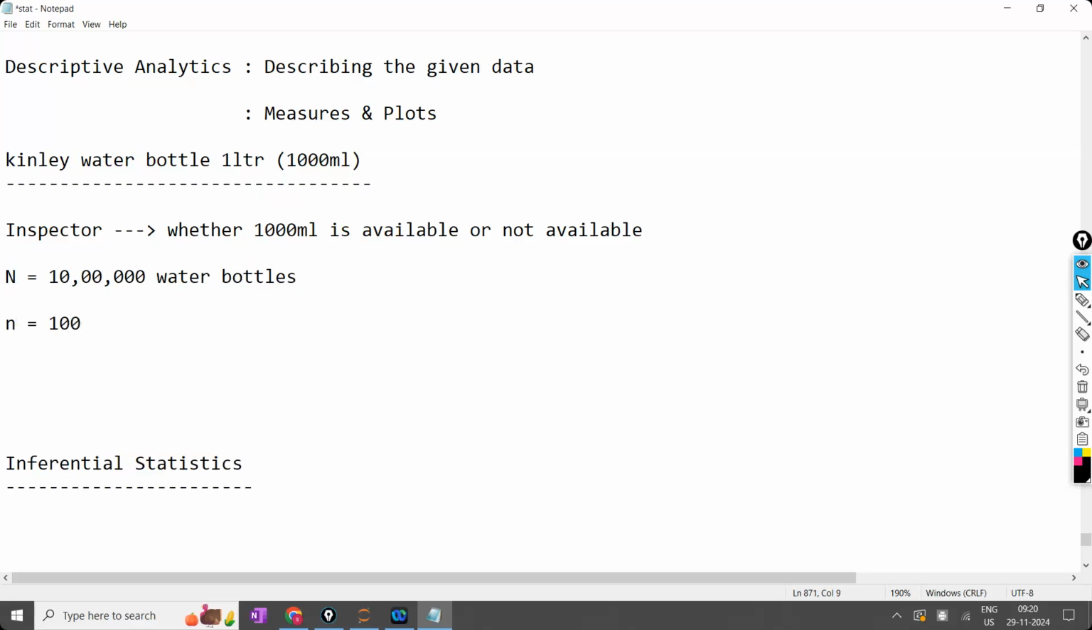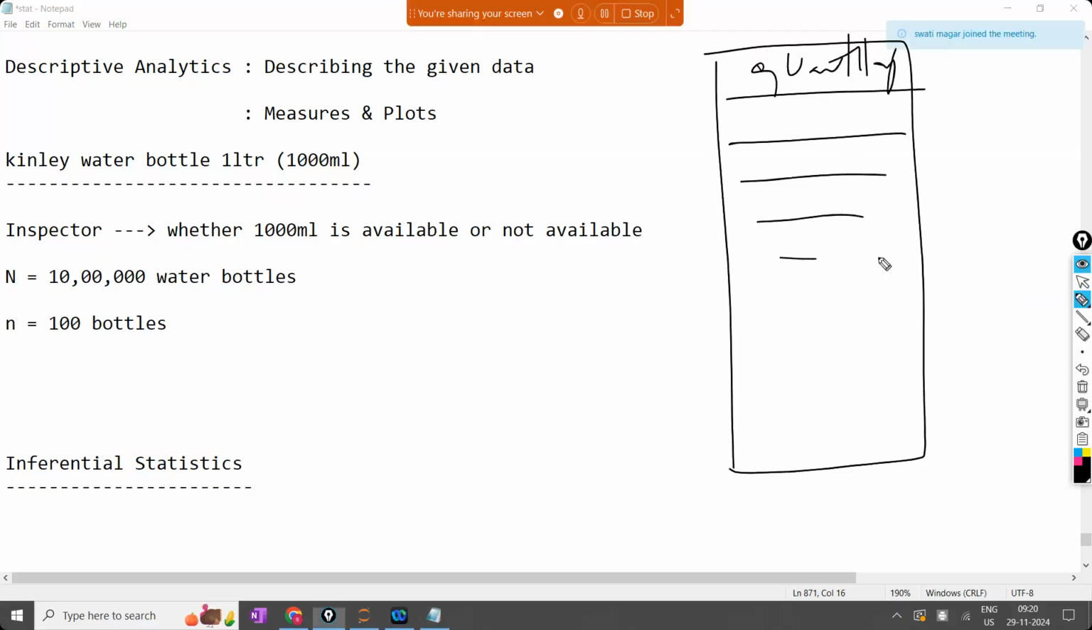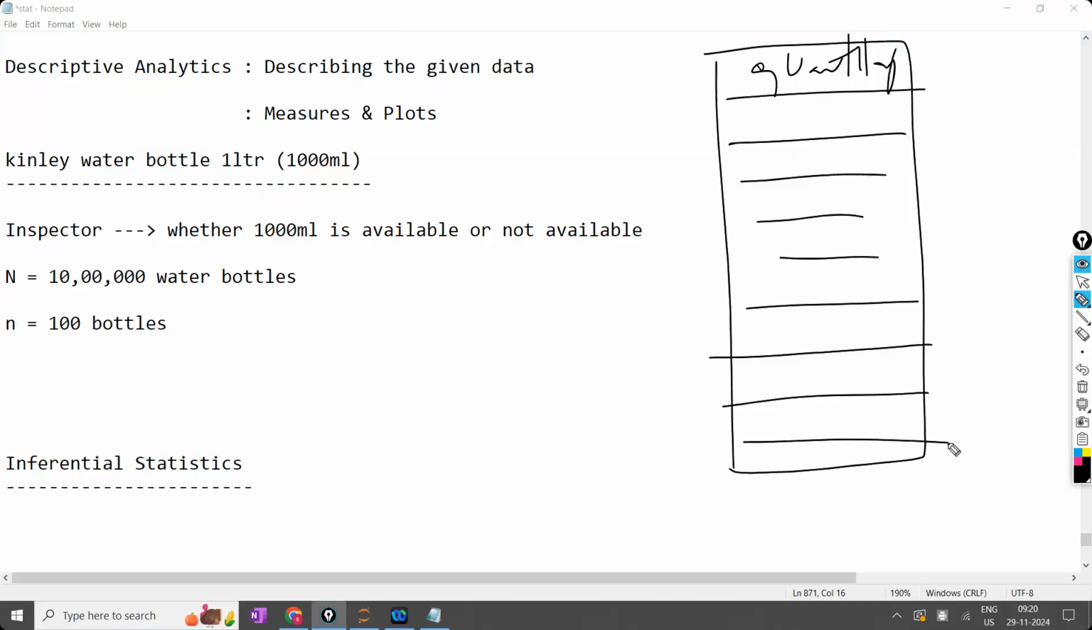Let's take this example. How we set the sample is a separate concept, which I will explain later. So the sample is 100 bottles. For these 100 bottles, we have the data: they are going to write the quantity in each bottle. So how many rows will you get, miss? A total of 100 rows. 100 water bottles, 100 rows.